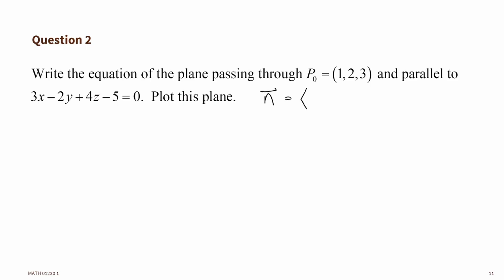You're overthinking it. Just 3 minutes. The normal vector is (3, -2, 4).